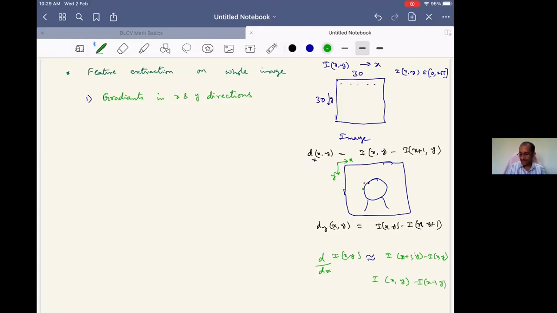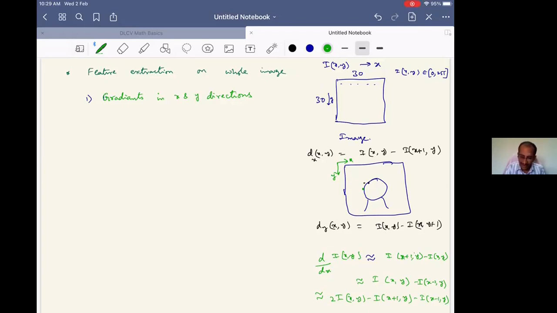I of x minus 1 comma y, I can write like this, right? I can also define it as 2 times I of x comma y minus I of x plus 1 comma y minus I of x minus 1 comma y. Is this fine or not? I am defining different ways. These are all discrete gradients.